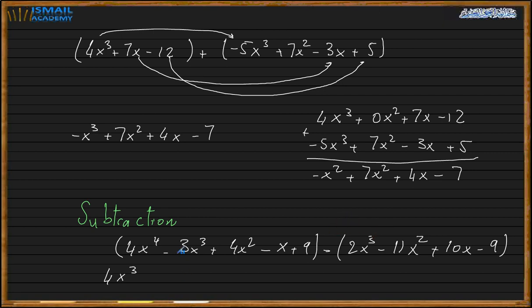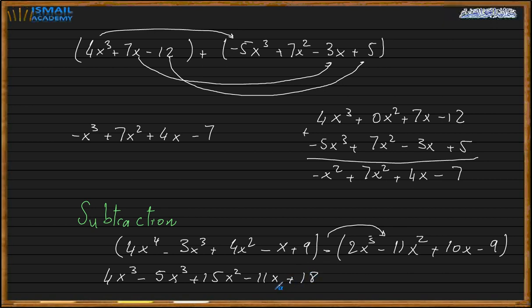All right, so here we have minus 3x cubed minus 2x cubed. So the same sign, I just add them. So it's going to be minus 5x cubed. Now the x squared, we have 4x squared minus minus. You see here, this minus minus becomes positive. So it's going to be 4x squared plus 11x squared, which is plus 15x squared. And minus x minus 10x is minus 11x. 9 minus, this minus minus becomes positive. So it's going to be plus 18.